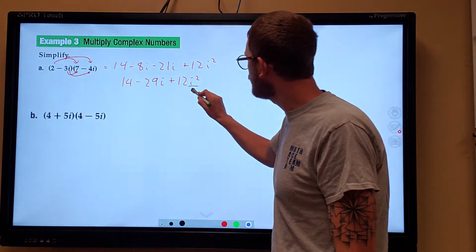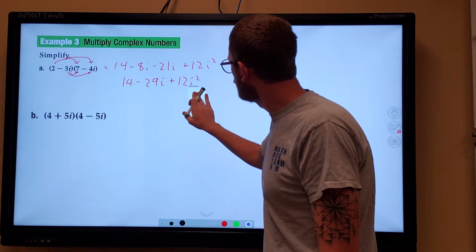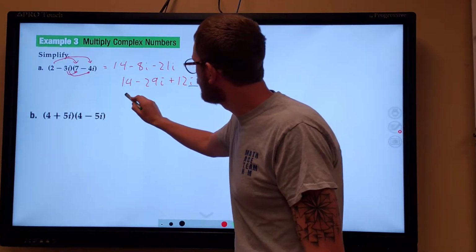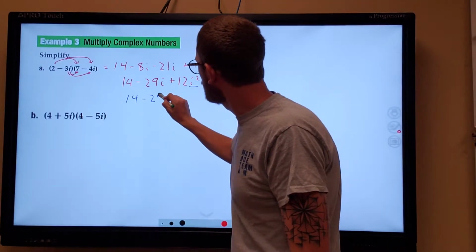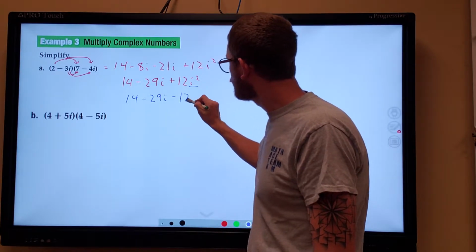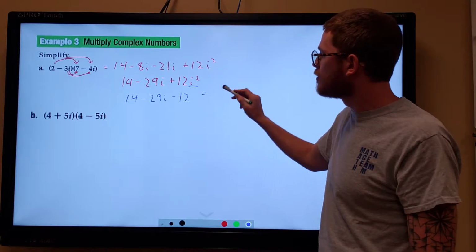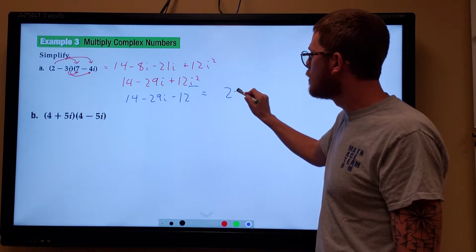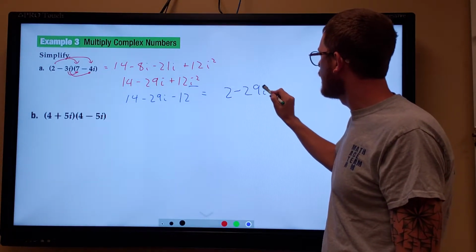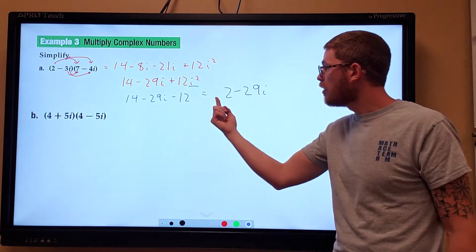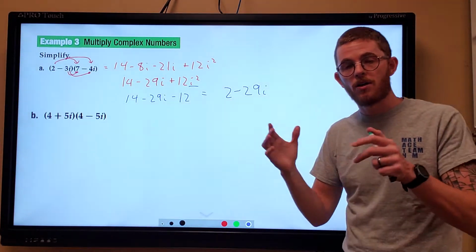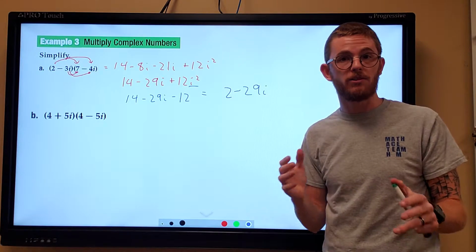So replace i squared with negative 1. And we have 14 minus 29i minus 12, which gives us a final answer of 2 minus 29i. Real part, then the imaginary part. We're writing it as a complex number.